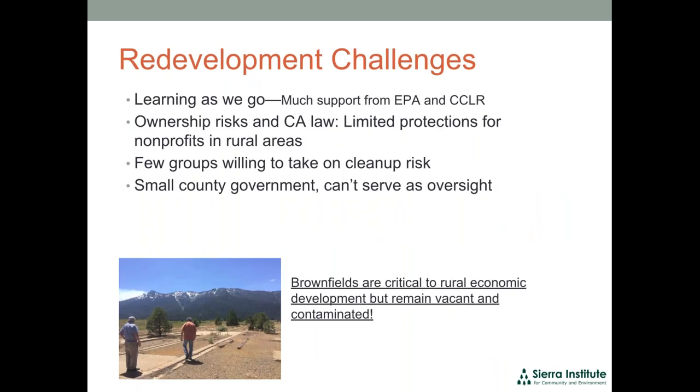The biggest challenge for us has been that California brownfield law is limited and that it does not have protections for rural nonprofit groups working to do what we're doing. And the reality is that there are so many abandoned sawmill sites, and these sites are critical for rural economic development. But the main groups in these rural areas that are trying to redevelop these sites are nonprofits and community groups that need to be able to demonstrate financial assurance as the state requires to get the liability protections. But because we're a nonprofit, we can't do it. And we're also in an unincorporated area, and our county is not comfortable with taking on that cleanup oversight role.